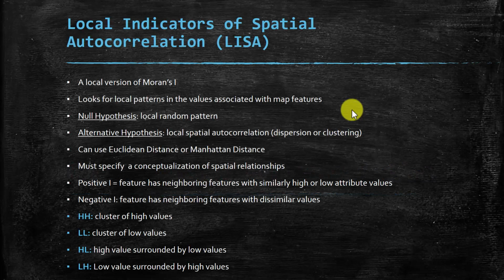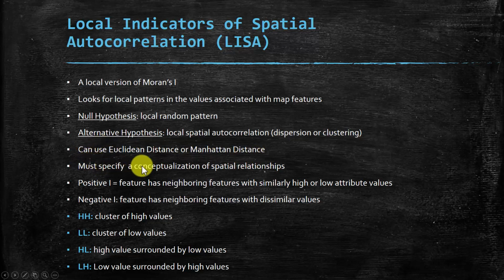Okay, so one option is the local indicators of spatial autocorrelation, or LISA statistic. You can think about this as a local version of Moran's I. It looks for the local patterns and the values associated with map features, as opposed, again, to a global pattern. The null hypothesis is that there is a local random pattern. The alternative hypothesis is that there is local spatial autocorrelation in the data, either dispersion or clustering, again relative to some attribute. Similar to the prior test, you can use Euclidean distance or Manhattan distance.